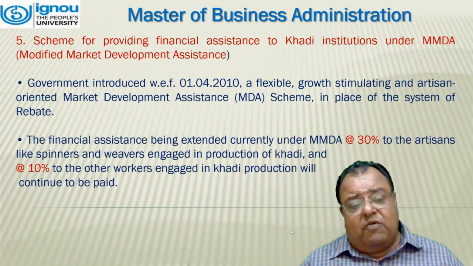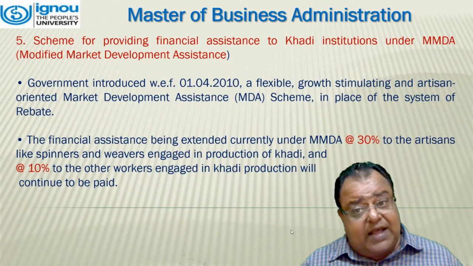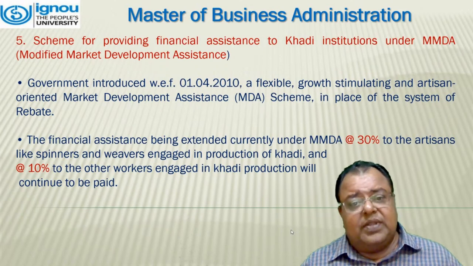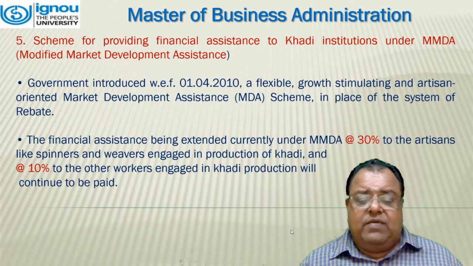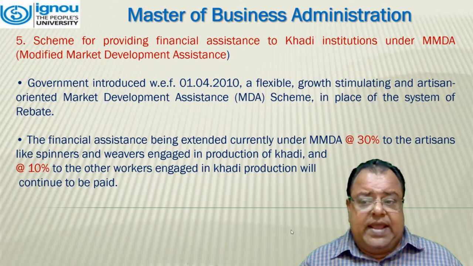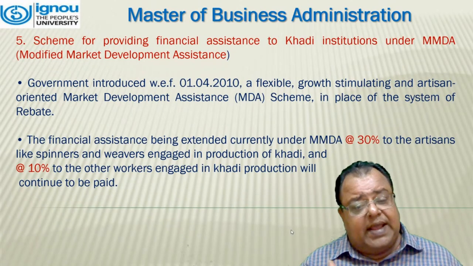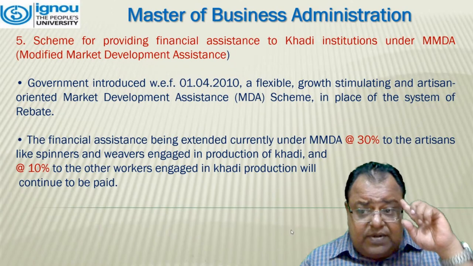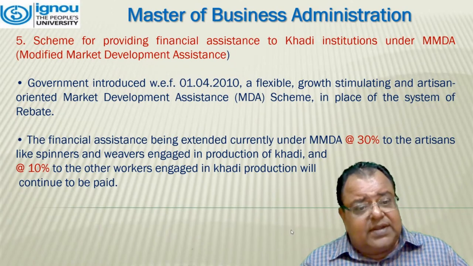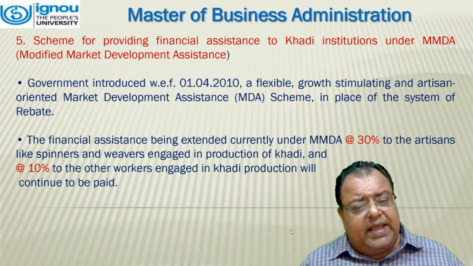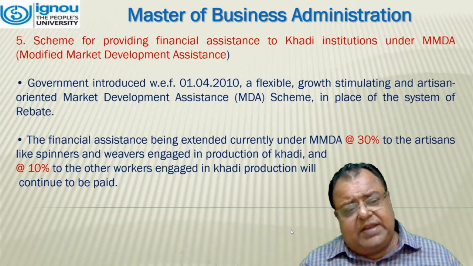The fifth one is the scheme for providing financial assistance to Khadi institutions under MMDA, that is Modified Market Development Assistance. The government introduced, with effect from 1st April 2020, a flexible, growth-stimulating and artisan-oriented market development assistance scheme in place of the system of free trade. The financial assistance being extended currently under MDA is at the rate of 30% to the artisans like spinners and weavers engaged in production of cotton, and at the rate of 10% to the other workers engaged in khadi production, and will continue to be given.